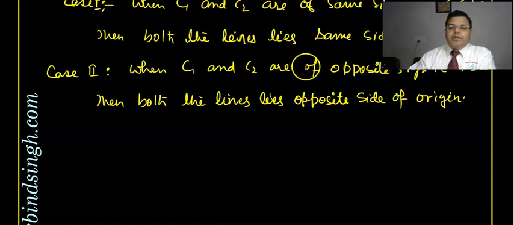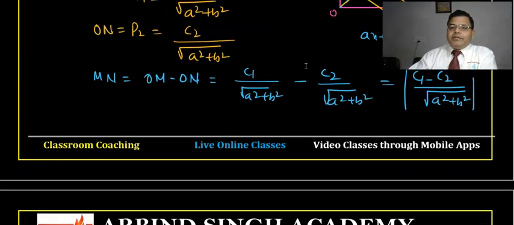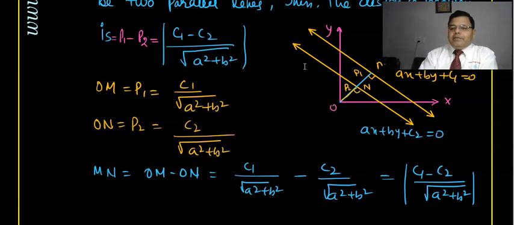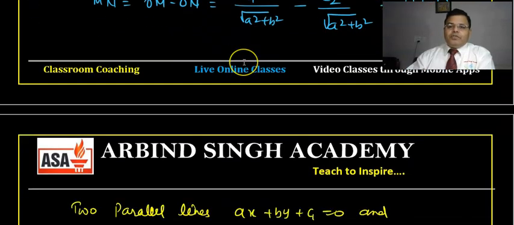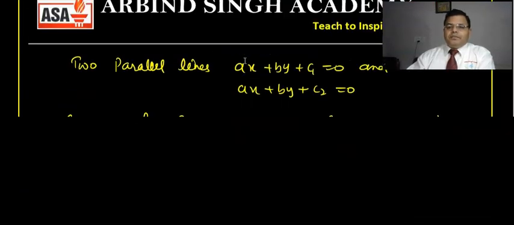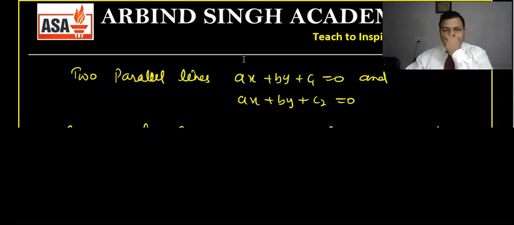I hope you got it. Because if C1 and C2 are of opposite sign, then C1 minus C2, C2 being negative, becomes negative, negative, positive, so the lengths will be added. P1 plus P2 will be there. In that case, the length will be P1 plus P2. But here, the formula will be the same. So don't worry about that. Got it? Okay. Now, some other question.